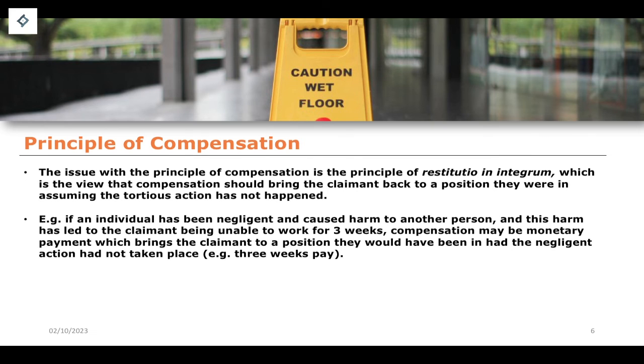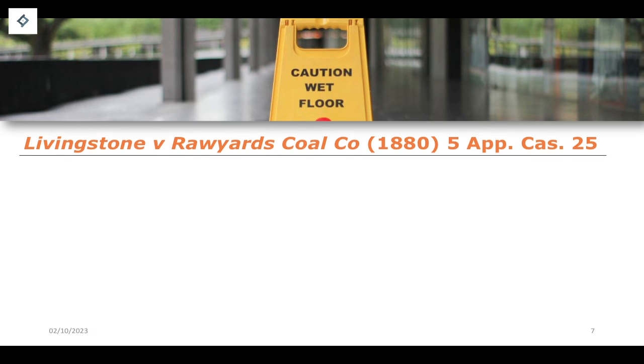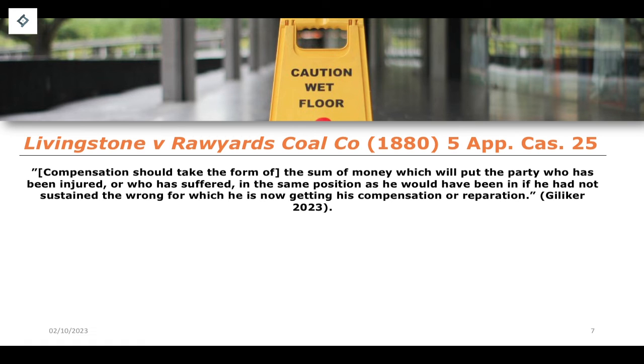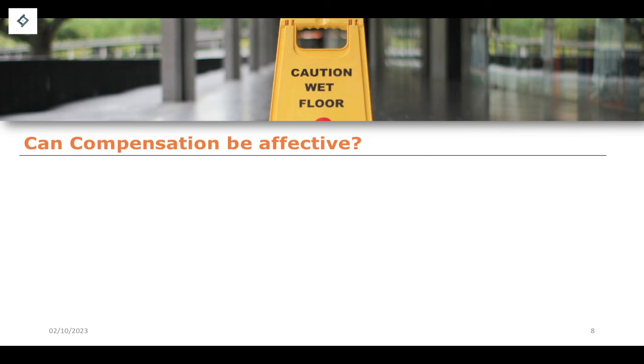Now, that's a particularly good system, and it is clearly elucidated here in the case of Livingston and Royal's Coal Corporation from 1880, when they say that compensation should take the form of the sum of money which will put the party who has been injured or who has suffered in the same position as he would have been if he had not sustained the wrong for which he is now getting his compensation or reparation. So that's the basic way in which we understand compensation, the principle of compensation within English law, specifically within the law of tort. It elucidates this principle of restitutio in integrum.